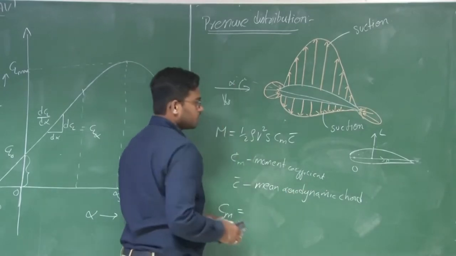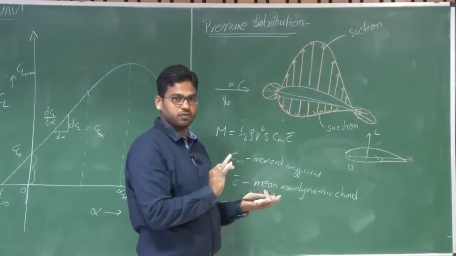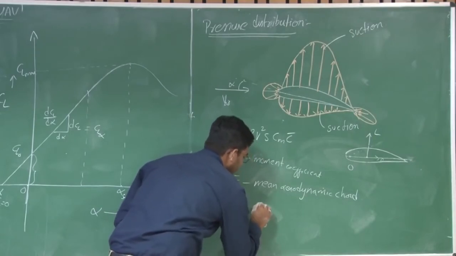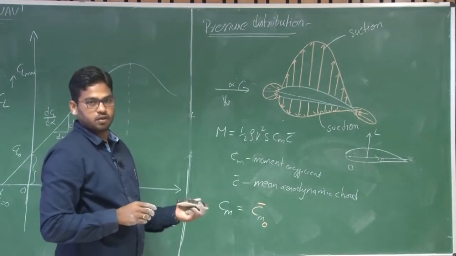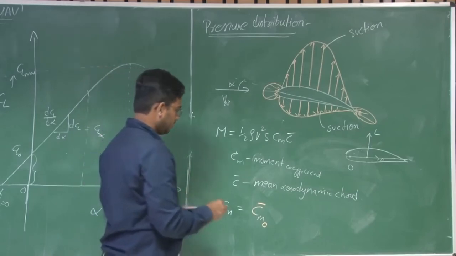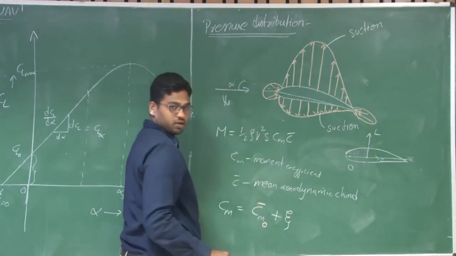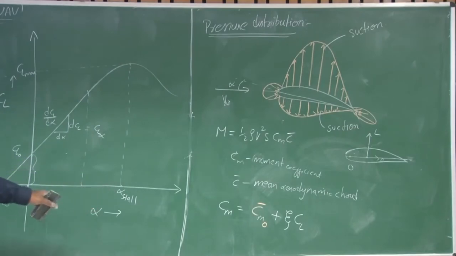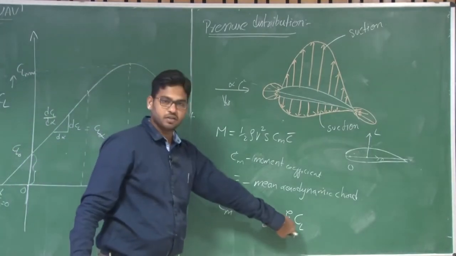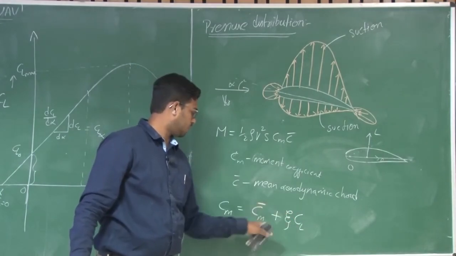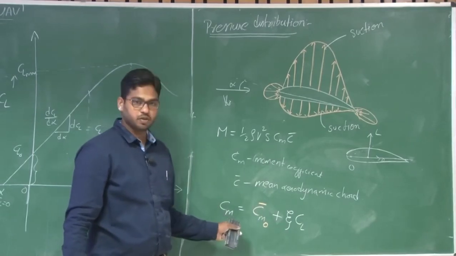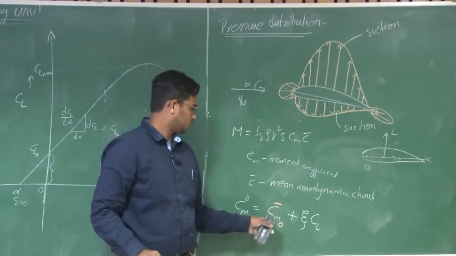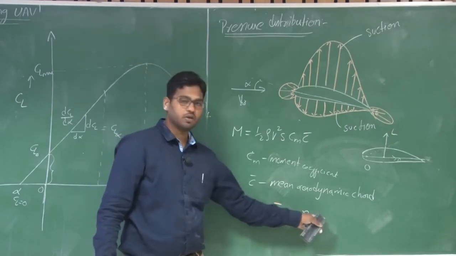So let Cm naught prime be the moment when the lift is zero, let us say if there is a moment, right? Cm naught bar, let us say, is the moment at CL equals zero, when there is no lift, plus some zeta into CL, the moment due to lift. Can we write it like this? The pitching moment is equal to the moment when there is no lift plus this term, where zeta depends upon the location of your moment reference point, right? Let us say Cm about O is equal to Cm naught prime bar plus zeta into CL.